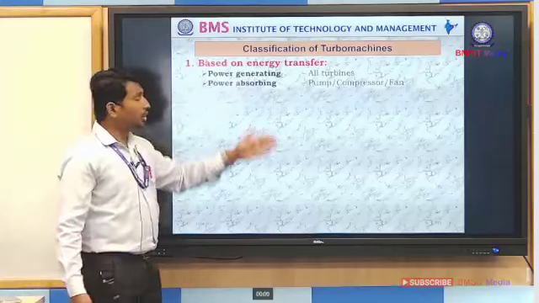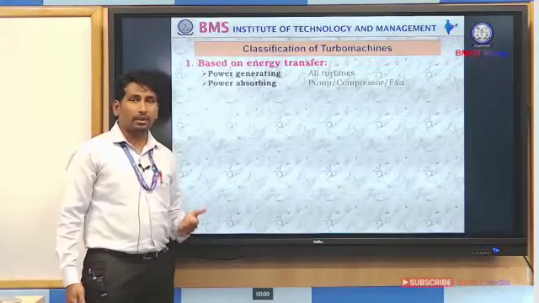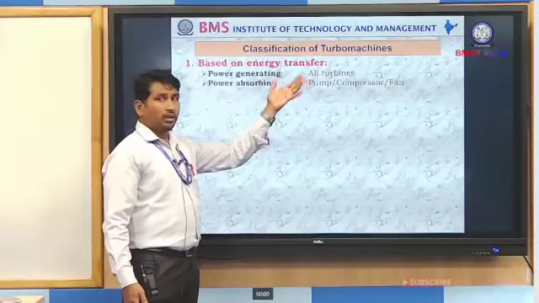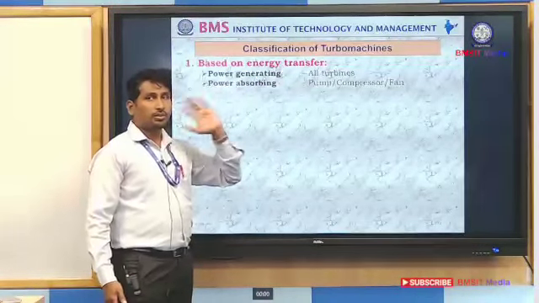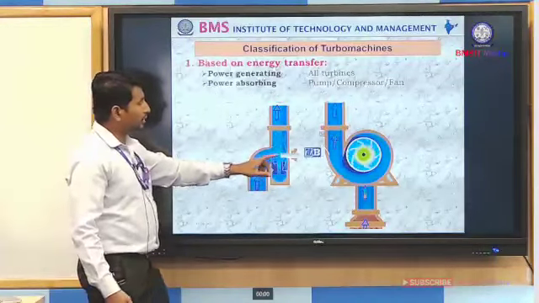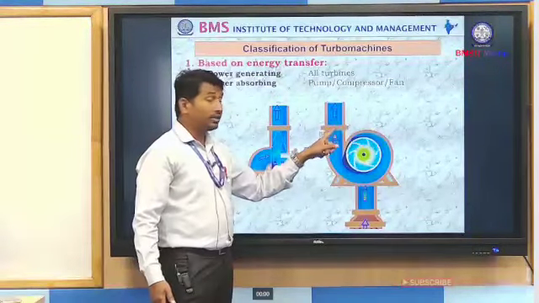Next are power absorbing machines. Examples are pump, compressor, fan, blower, vacuum cleaner. So many examples you can give, provided there is a rotating element and there is a fluid. I give a few examples here. One is the centrifugal pump. See, there is a rotating element, and water is the fluid which is interacting.